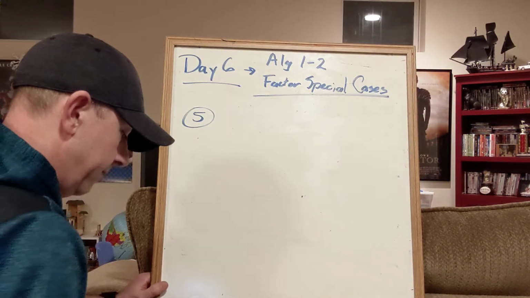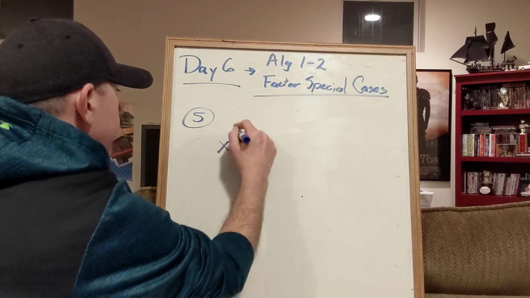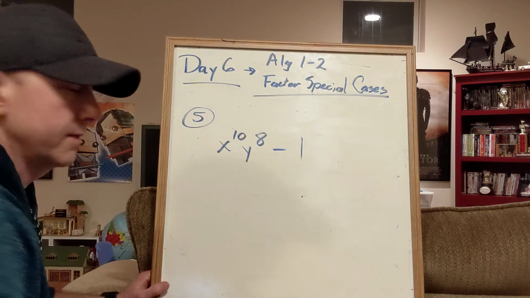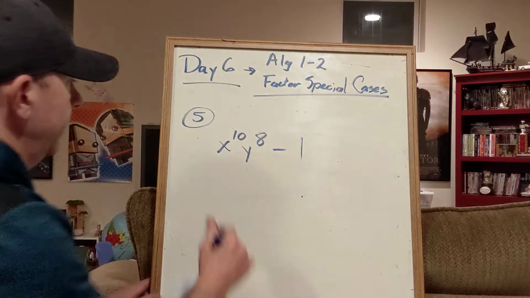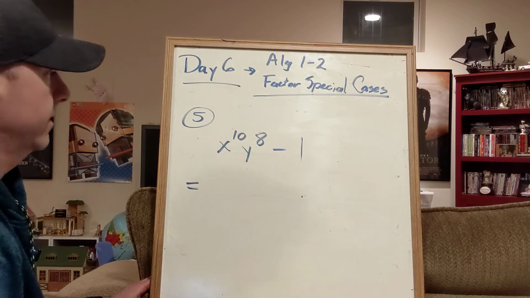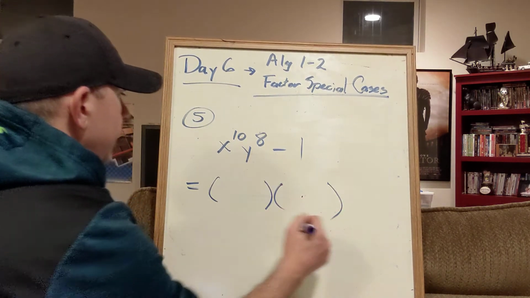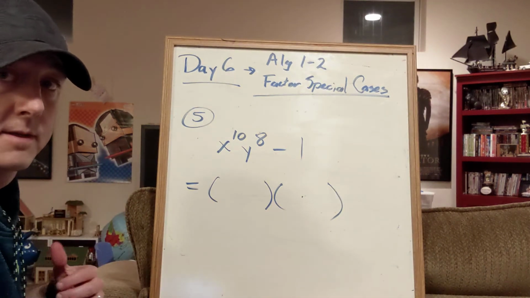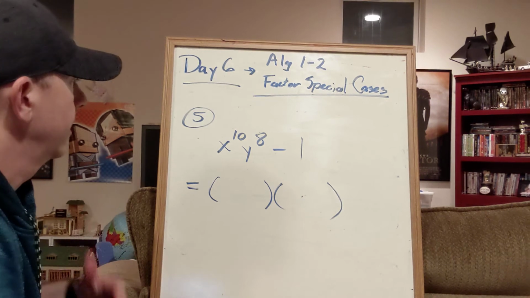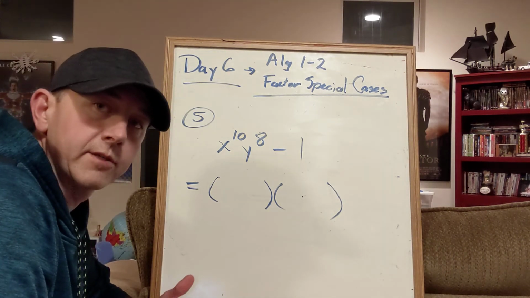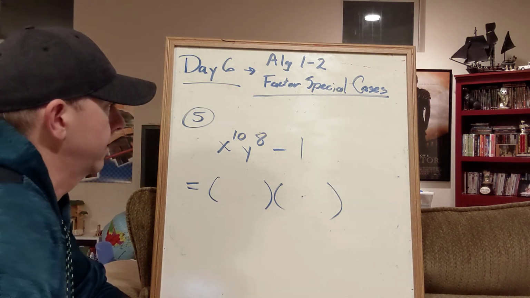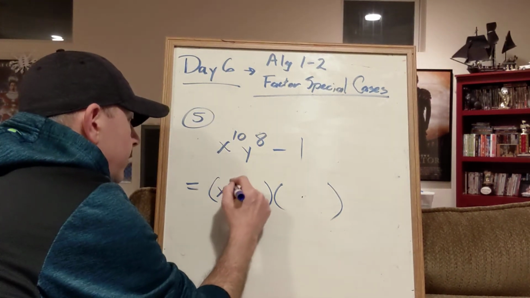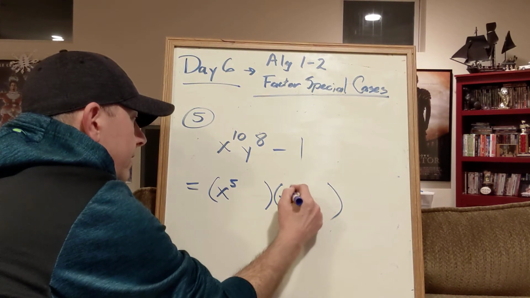So, number 5, x to the 10th, y to the 8th, minus 1. It looks like this. Now, this is the first one we've had like this. I was talking about this earlier. When you want to take the square root of an exponent, x to the 10th is a perfect square. If it were x to the 9th, we wouldn't want to do this, because we don't want to have a fraction or a decimal in the exponent. So the square root of x to the 10th, our rule is to take half, because exponents have special properties. We get x to the 5th and x to the 5th.